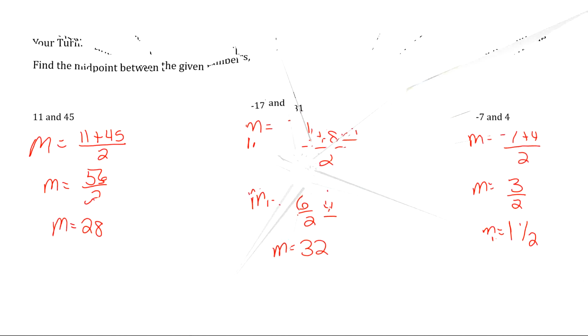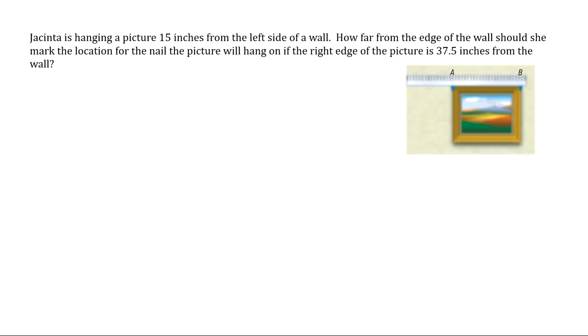Okay, next one is a word problem. We're trying to find where we want a picture to be hung. So I'll read it with you and then give you a few minutes to try to solve it. Jacinta's hanging a picture 15 inches from the left side of a wall. How far from the edge of the wall should she mark the location for the nail the picture will hang on if the right edge of the picture is going to be 37 inches from the wall?